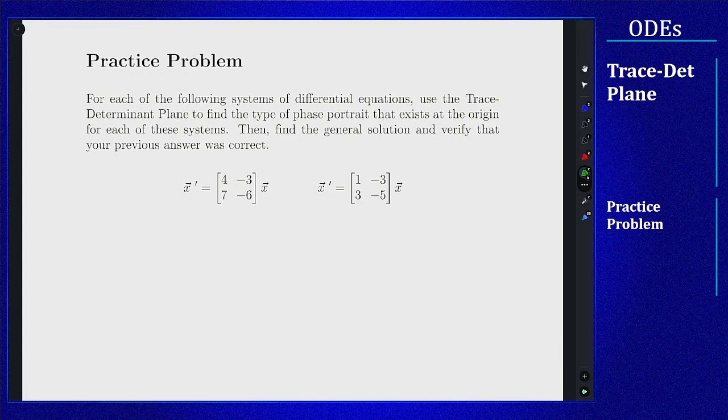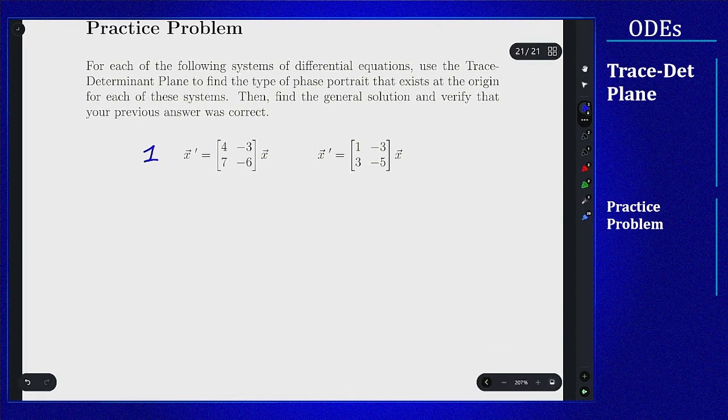For this problem, we want to use the trace-determinant plane to determine the type of phase portrait for two different linear systems, and then go back and actually solve these systems with the general solution to verify that our answer is correct. So for system 1 here, we have the matrix [4, -3; 7, -6].